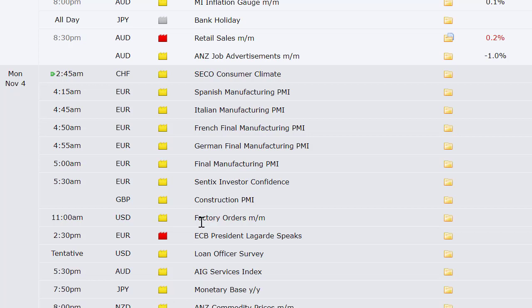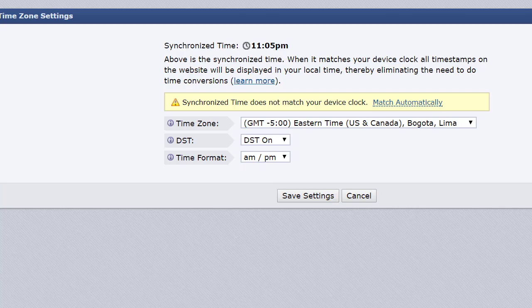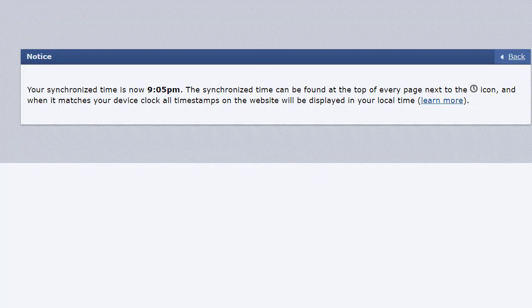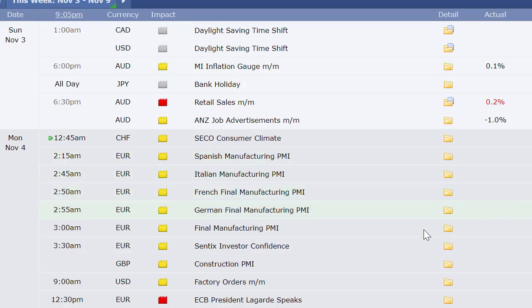It says 11 a.m. Eastern time. I don't think that's right. I think we're an hour ahead there. I think it's 10 a.m. Eastern time. So I think all these times are shifted off. Oh, yeah, they're shifted off one time zone. So let's switch this to, yeah. Okay, so a little bit different there.